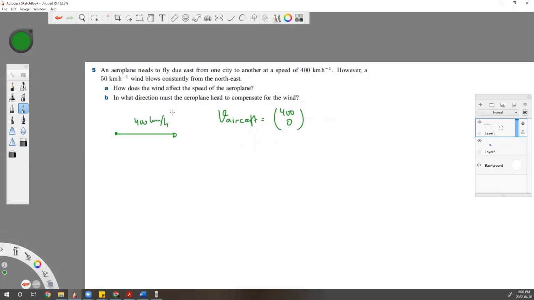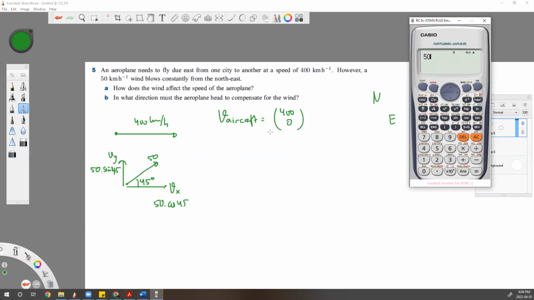However, winds blow constantly from northeast. Northeast goes up, right? So it has to be here, the wind, right? This is 45 degrees, and the wind speed is 50. Also, the 50 is here. So you have to find the x and y, right? So vx and vy. So vx is 50 times cos 45. Since cos and sine of 45 are equal, you don't have to get confused about this. It's no problem if it is the same.